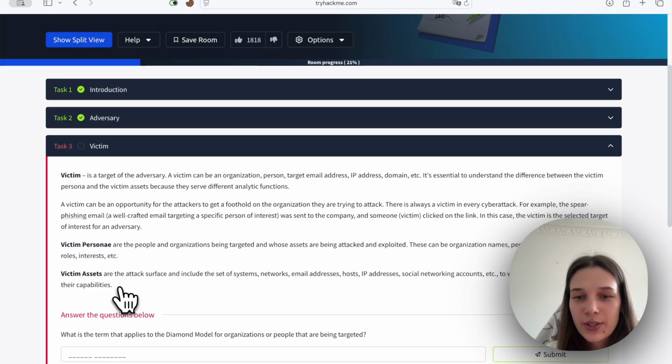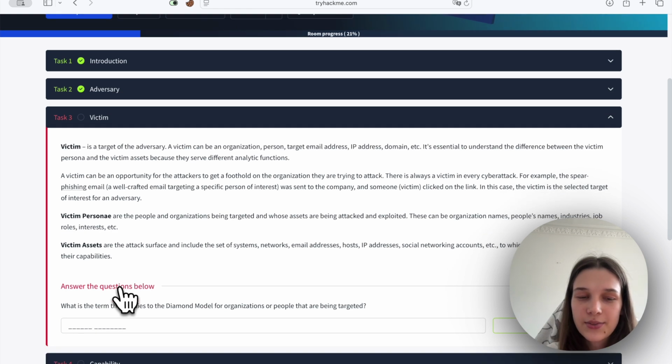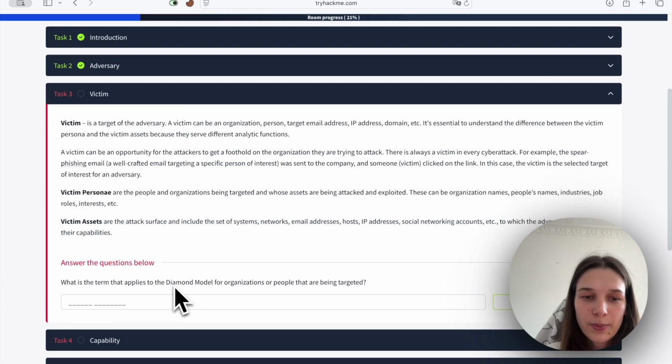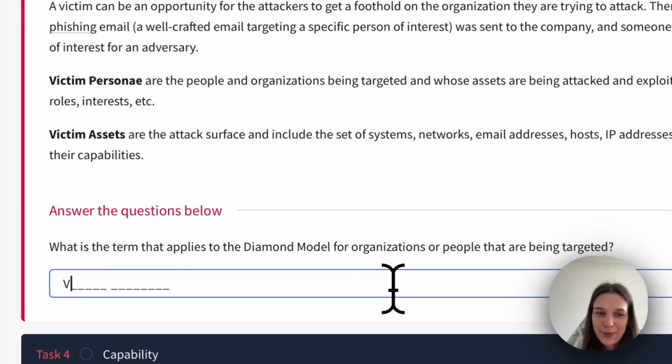They try to exploit the vulnerabilities, maybe people's names, industry, job roles, interests, and victim assets. That's the system, network, maybe data, maybe IP addresses, social network accounts, etc. So remember, persona is the people or organization being targeted, and victim assets are basically what is being targeted with it. Can be emails, network, a set of systems, etc. So what is the term that the Diamond Model applies to the organization or people being targeted? That's victim persona. I don't know if I'm saying it right, but okay.